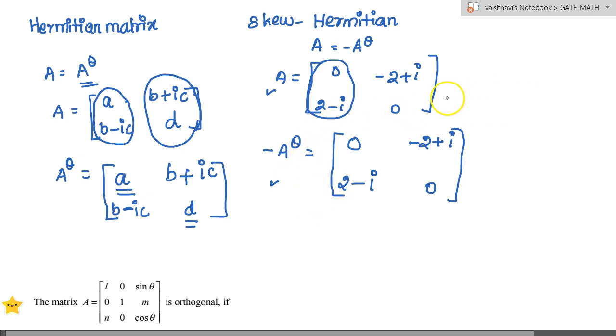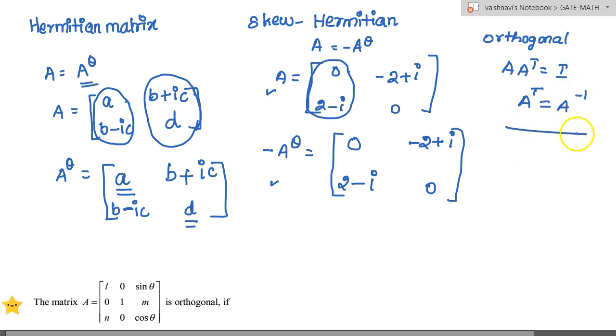Next is orthogonal. A into A transpose is equal to I. That is, A transpose is equal to A inverse. This is an orthogonal matrix. This is the condition for orthogonality. And this is an important thing that you have to remember. You will get problems in this, and I have made an example problem for this.